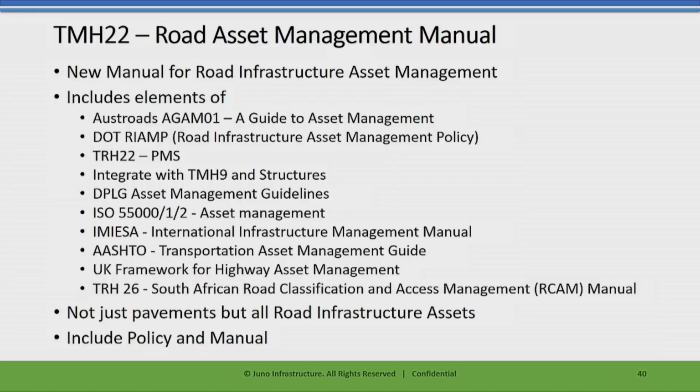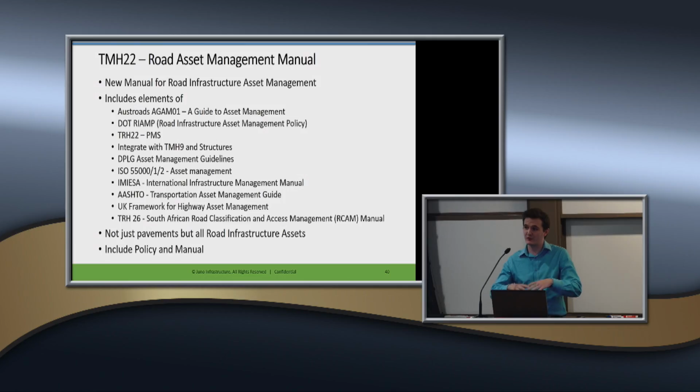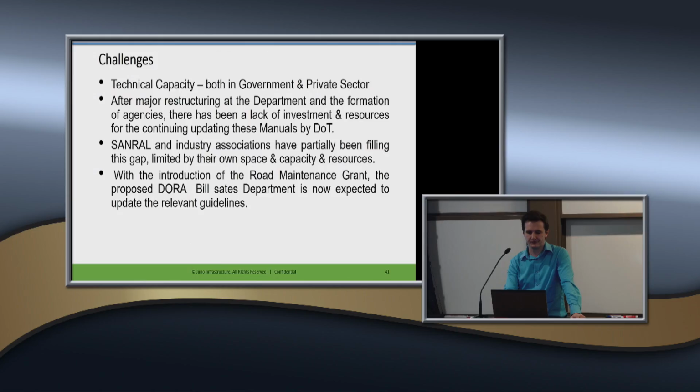What's sort of recent now is the TMH22 manual, where we're trying to combine a lot of the previous manuals into a road asset management manual to really cover everything across the board. So it's a comprehensive guide, and it's exactly what we're trying to implement into AgileAssets to cover everything from roads to bridges to stormwater and so forth.